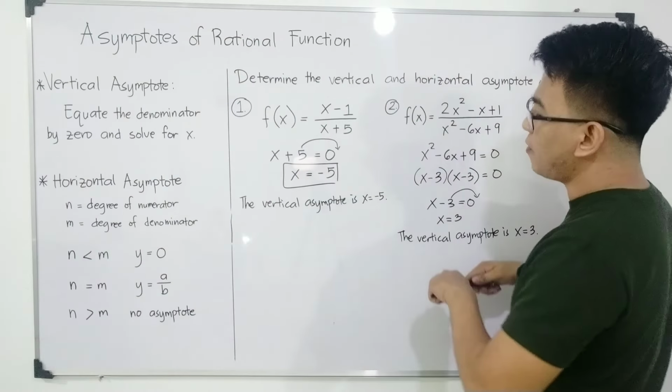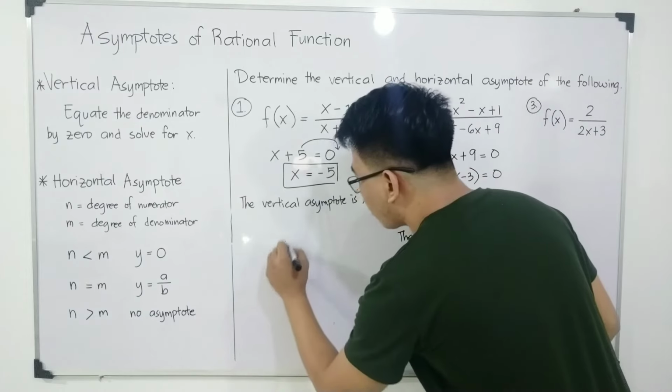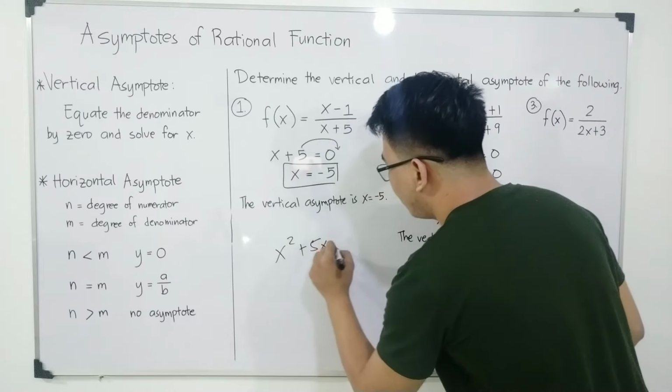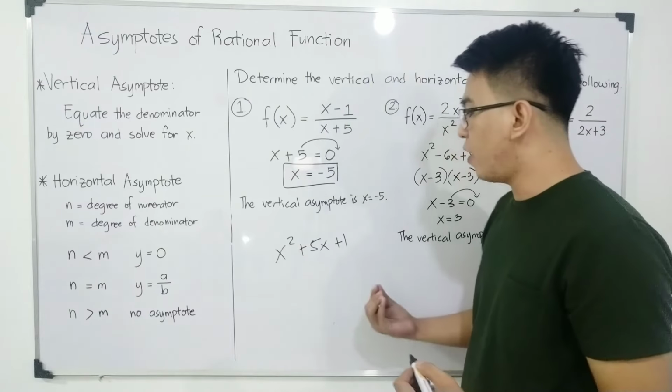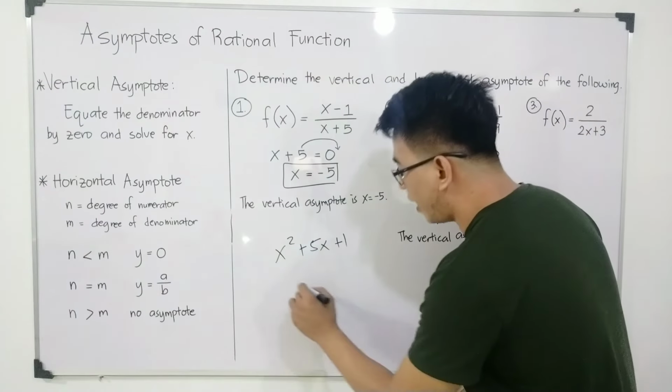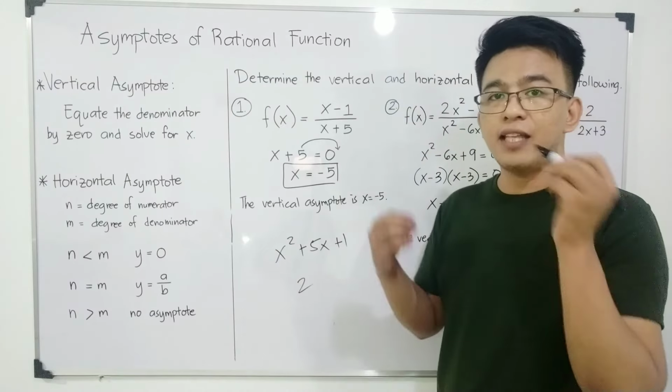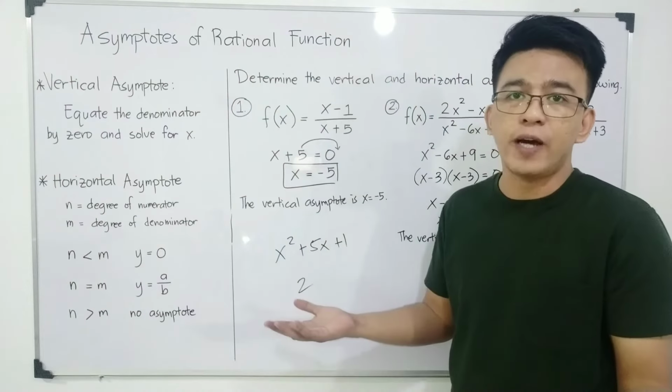Let's say for example, I have x squared plus 5x plus 1. What is the degree of this polynomial? The degree of polynomial is 2. Again, the degree of the polynomial is 2. So, paano nakuha yun?